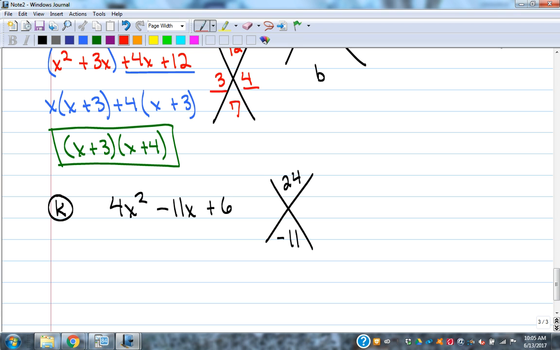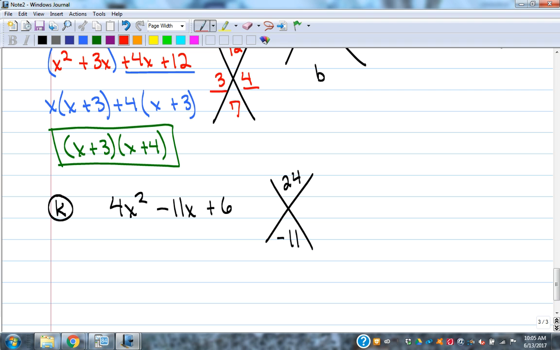Negative 6 and negative 4. Negative 6 times negative 4 gives me the 24, but what's negative 6 plus negative 4? It'd be negative 10. Really close, but not quite. Okay? So negative 6 and negative 4 doesn't work. Let's try something else.